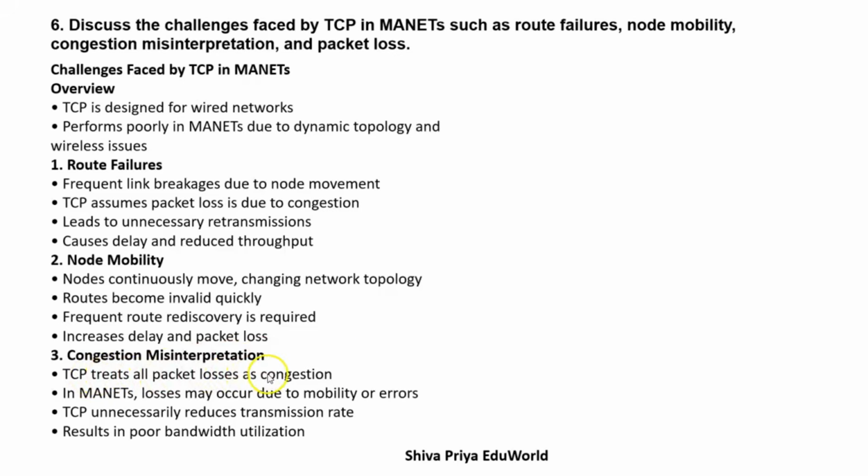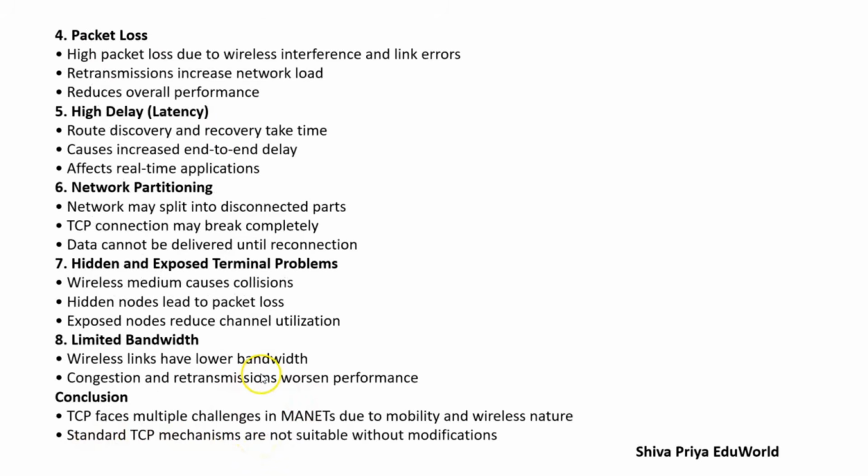TCP treats all packet loss as congestion, as I already told you. For congestion only it is happening. In MANETs, losses may occur due to mobility or errors also. TCP unnecessarily reduces the transmission rate and results in poor bandwidth utilization. And packet loss. High packet loss due to wireless interface and link errors, and retransmission increases network load.